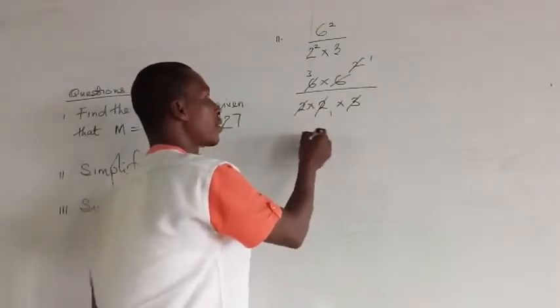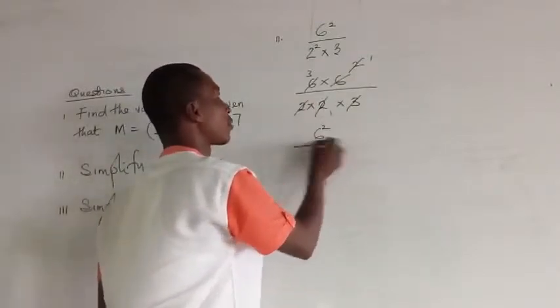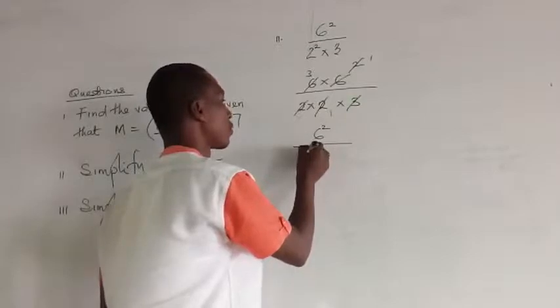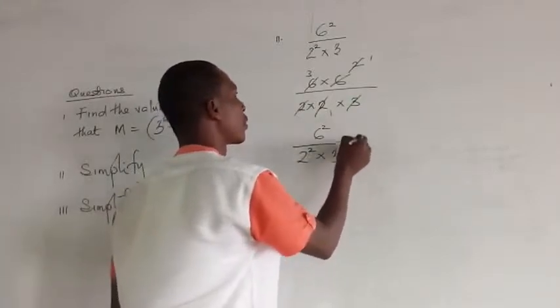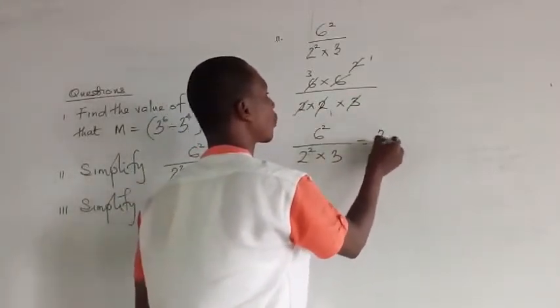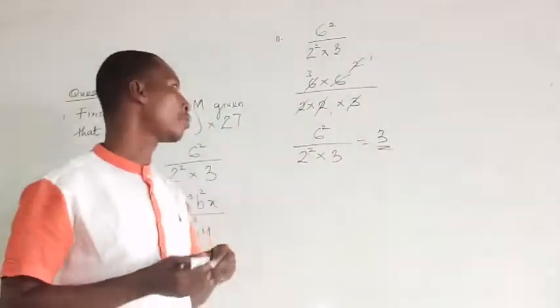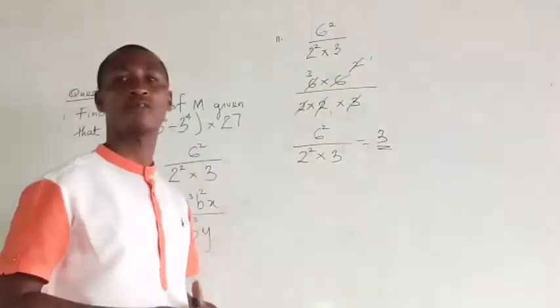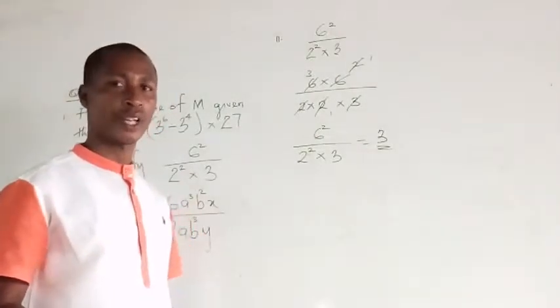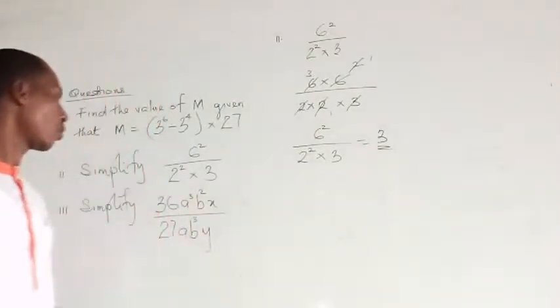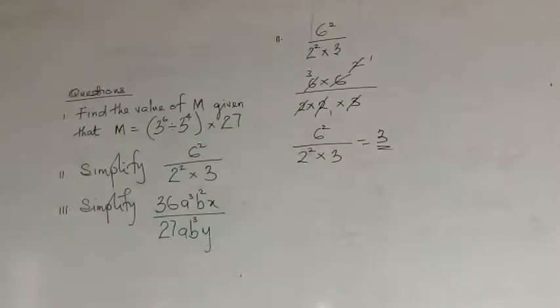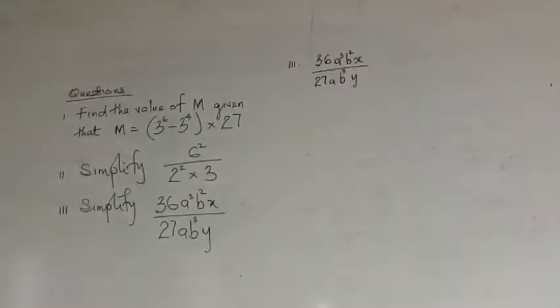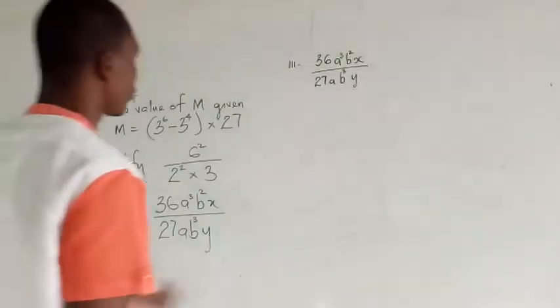So we get 6 to be equal to what? 3. So that 3 becomes the simplified. This one is simplified to get the final answer to be 3. Good. Let us look at the next and the last question. So we have to simplify this function.